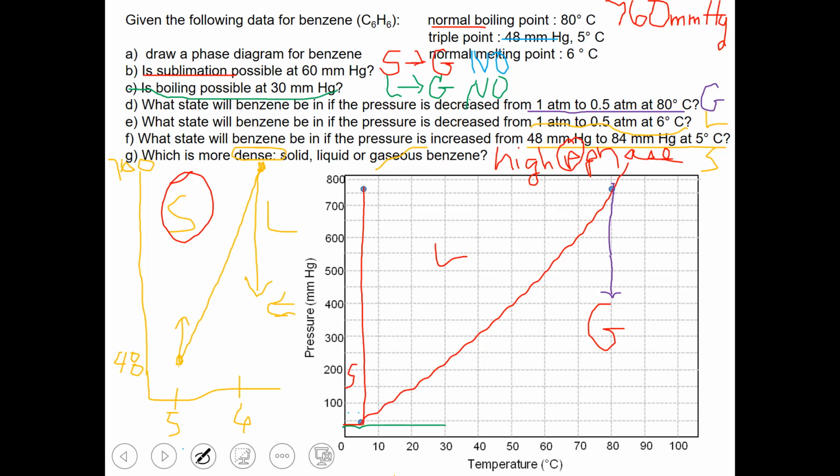Water, of course, is completely different. Water's line tips to the left. So the liquid phase for water is more dense.